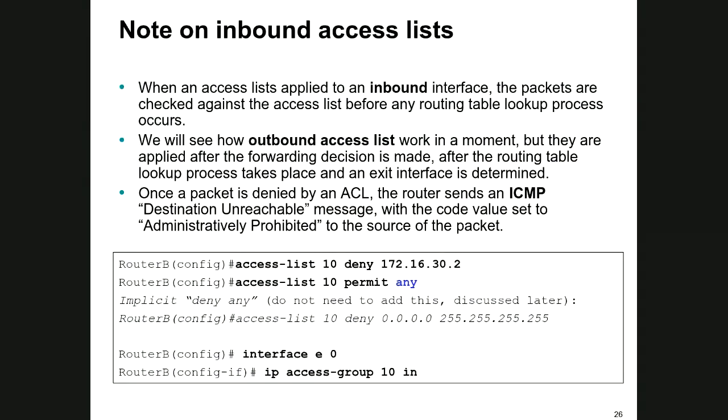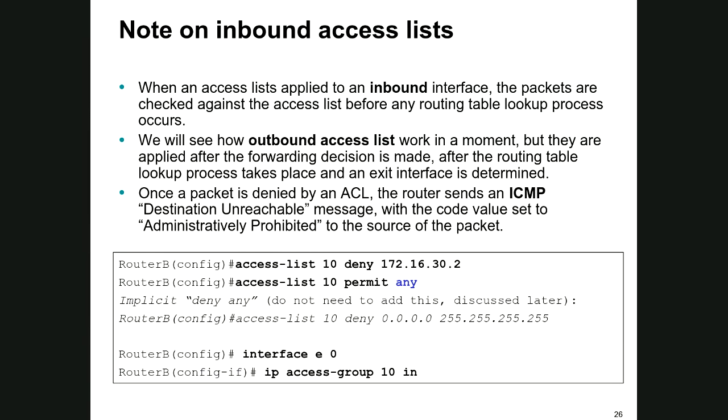Okay, I mentioned this a little bit earlier. When an access list is applied to an inbound interface, like our example here, the packets are checked against the access list before they go to the routing table lookup process. An outbound access control list has to go through the entire routing table lookup process and then be permitted or denied, and that's less efficient.